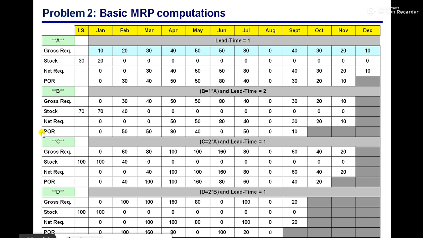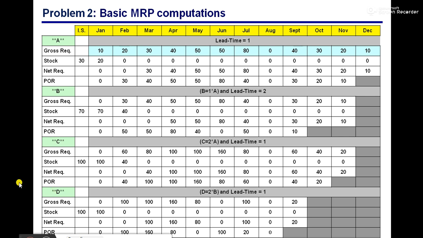Now we go to the product order releases. The only thing that's different here is the lead time. Here we have the lead time equal to 2. So to satisfy the net requirement of April, the order release needs to be 2 months in advance. It has to be in February. Nothing out of the ordinary for C and D. It has the same logic.